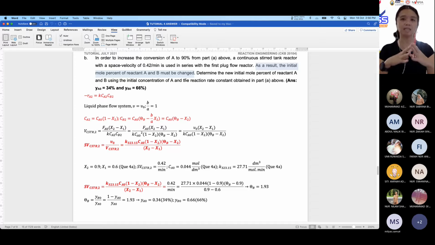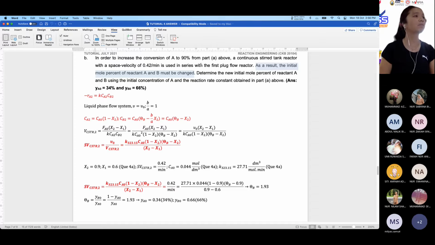Okay, disebabkan kita nak capai keadaan ni, mole percent A dan B tu harus diubah. So maksudnya sekarang tadi yang YA0 0.6, YB0 0.6, YA0 yang 0.5 tu harus diubah. Kita tak boleh guna YB0 0.6, YA0 0.4.